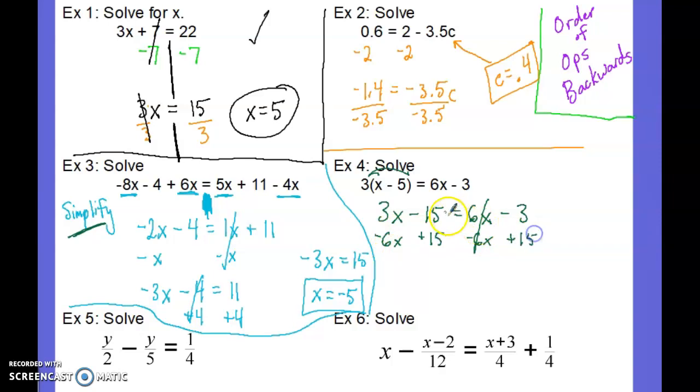That way I'm getting my x's together, and I get negative 3x on the left side. And I'm getting my constants together on the right side, which is 12. And divide both sides by negative 3, and I'll get x equals negative 4.